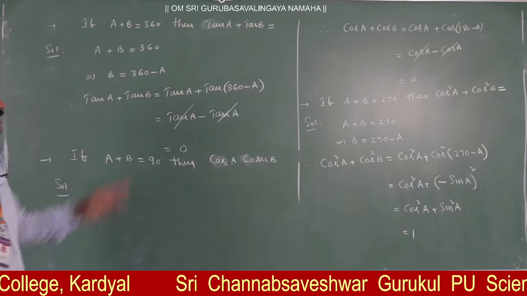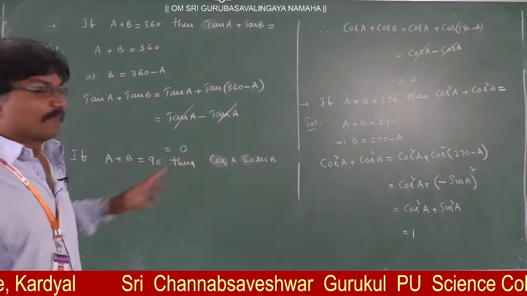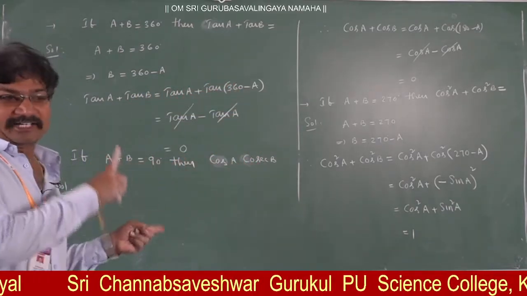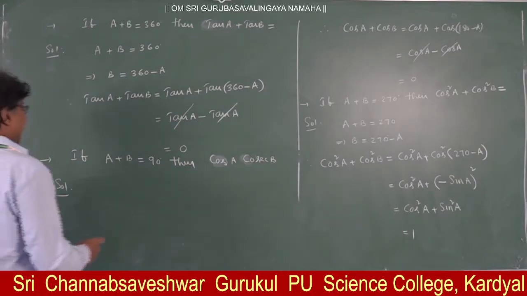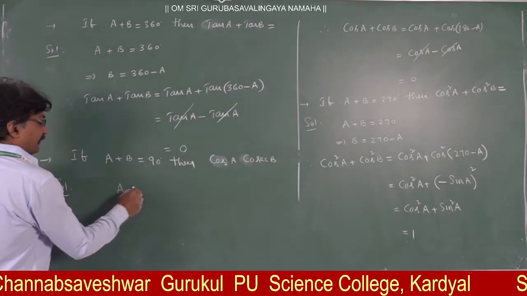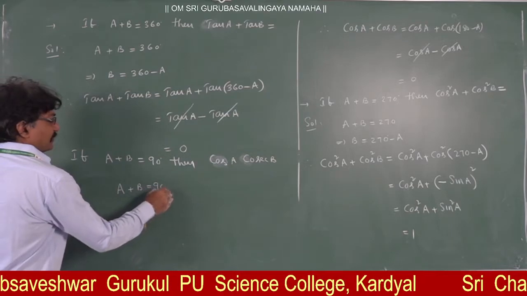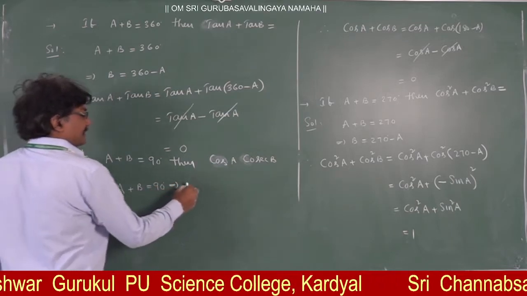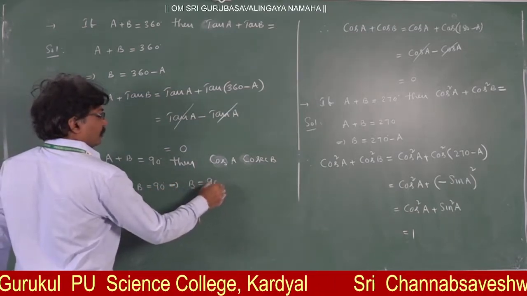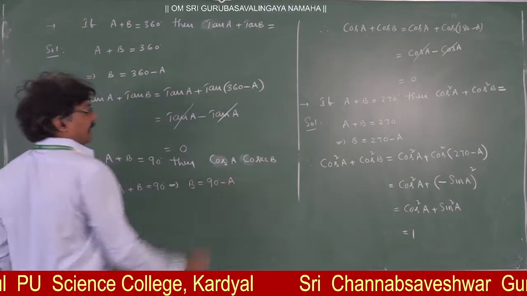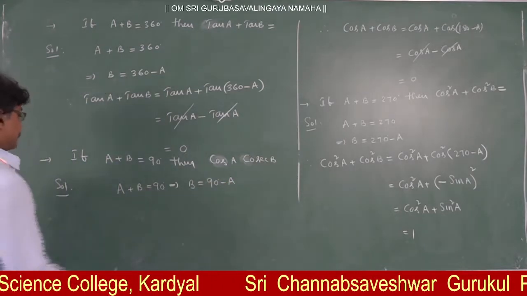Same method, so all is explained in the case of the plus symbol. Now the product. Next concept: A plus B is equal to 90 degrees. That implies B is equal to 90 minus A.